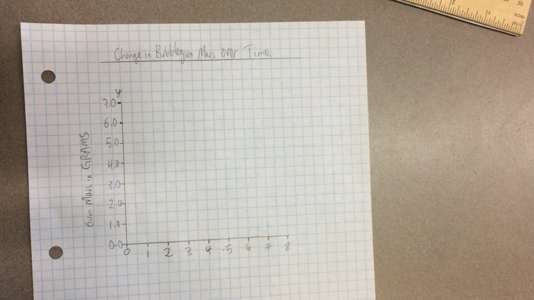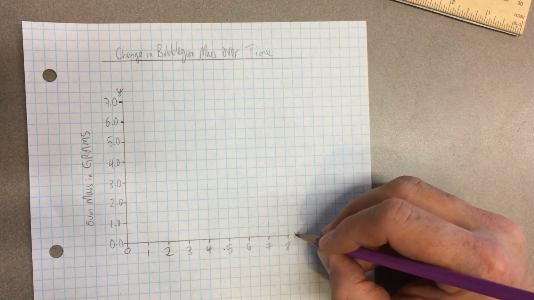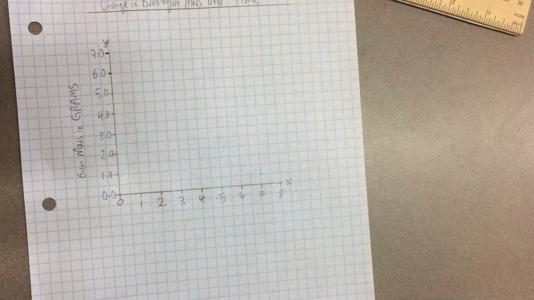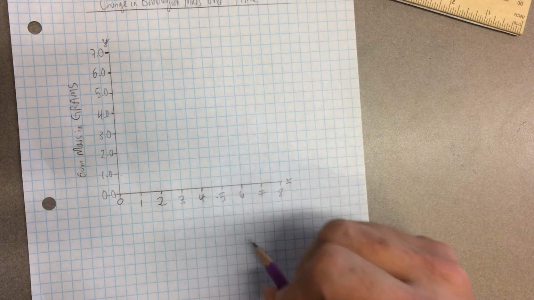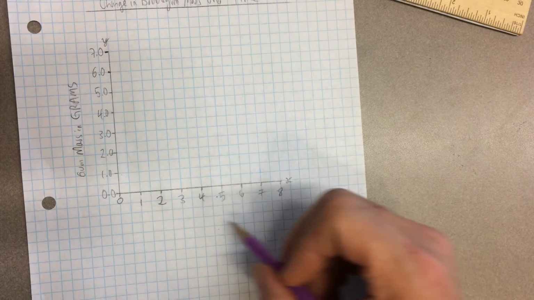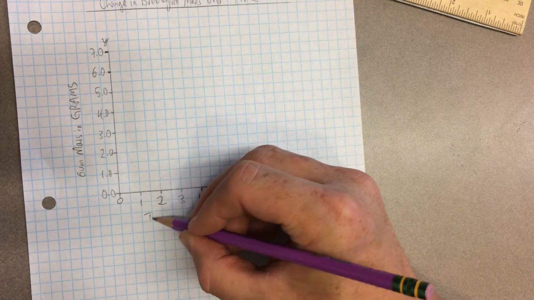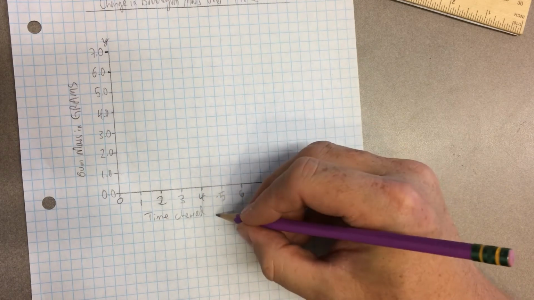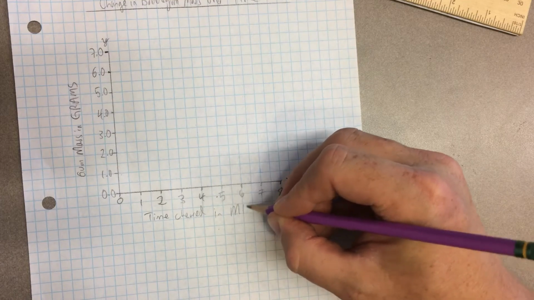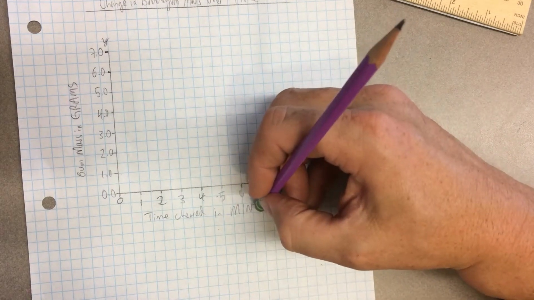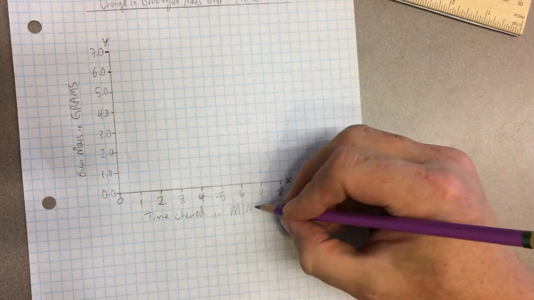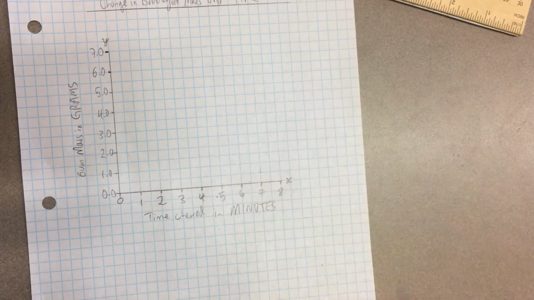There we go. There's my x-axis. Oh, except, of course, I forgot one thing. Did anybody catch it? I forgot to write my label here at the bottom. So what I'm going to write down here is time chewed, because I was chewing the gum, in, and what are the units? Oops. My pencil needs an eraser. In minutes. Those are my units. Okay, cool.